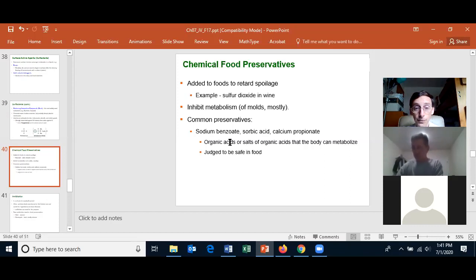They are generally not toxic. Organic acids or salts of organic acids, the body can metabolize them, but they prevent molds from growing. They're judged to be safe in food, and so a lot of prepared food has them added to keep the food from spoiling for a longer period of time.